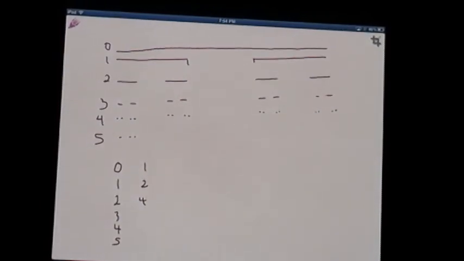Then it says make a table showing the stage number and the number of segments. We can do that. So stage 0, 1, 2, 3, 4, 5. Okay, at 0 there was 1 segment. And at 1 there were 2 segments. And at stage 2, there were 4 segments. And at stage 3, you can see how that works.